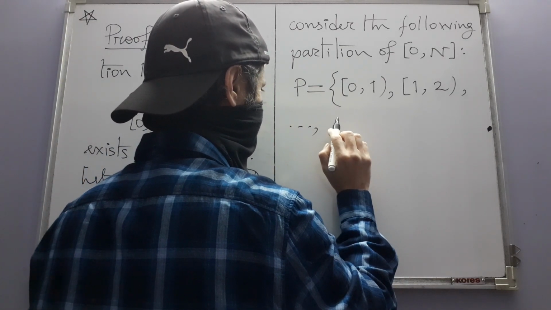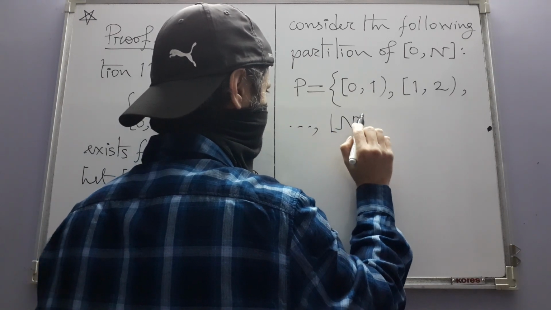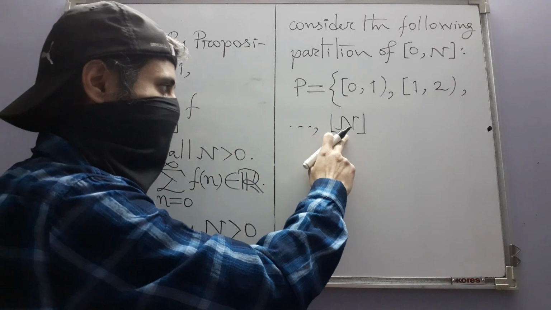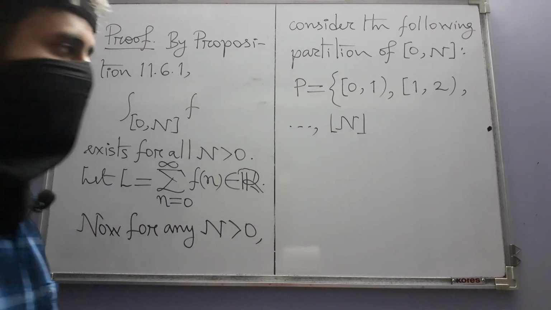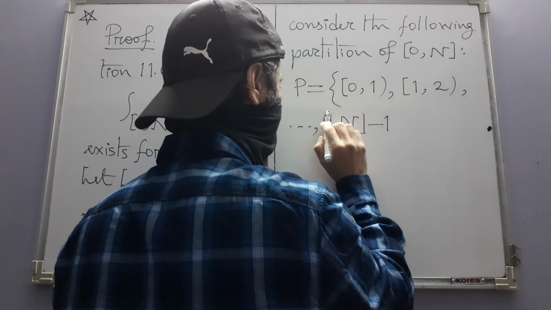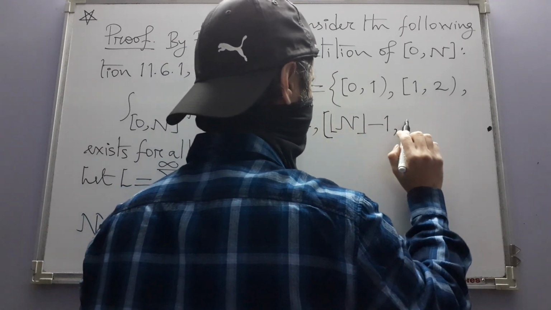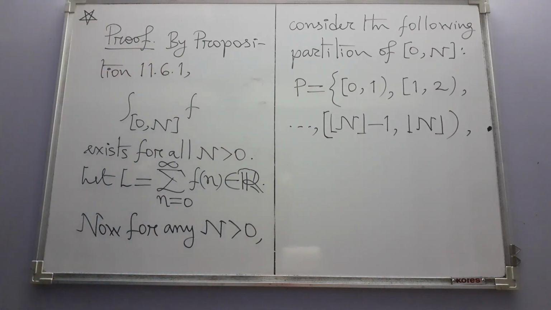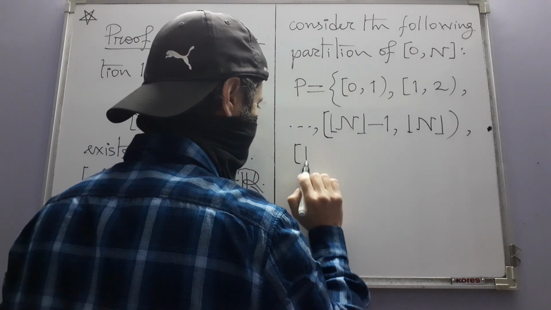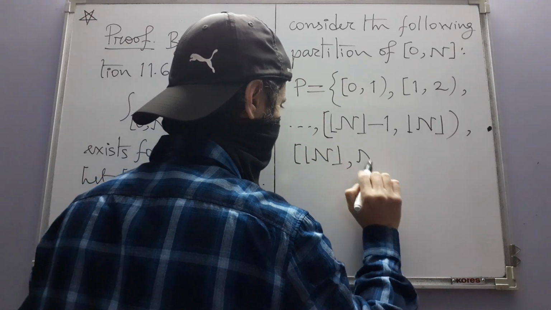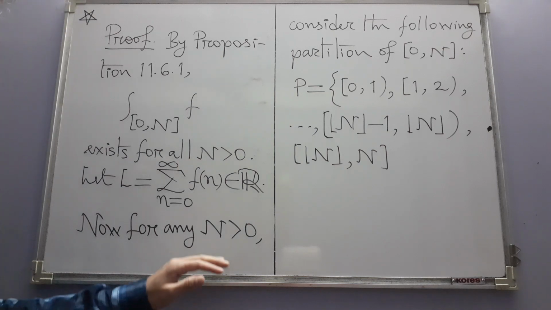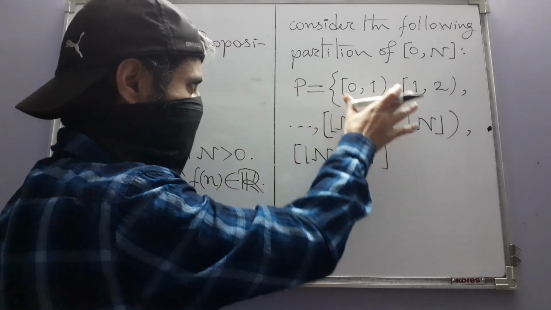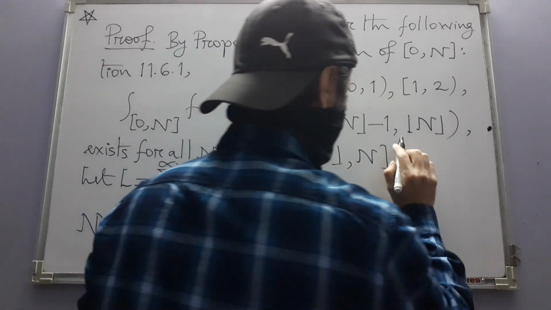Eventually, at some stage we reach this. You recall that this is the floor function value of n, the greatest integer less than or equal to the real number n, minus 1. Keeping the pattern intact, this side is closed and that side is open. But then the final interval looks like this. Closed interval floor value of n, comma, closed interval n, because we have to ultimately include n in some subinterval. So this last subinterval is not like the others.